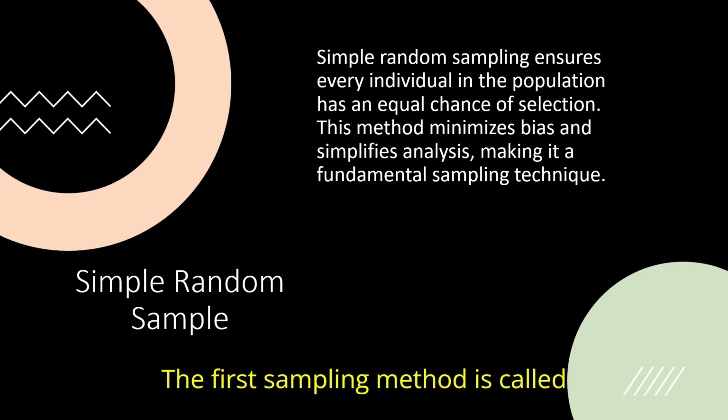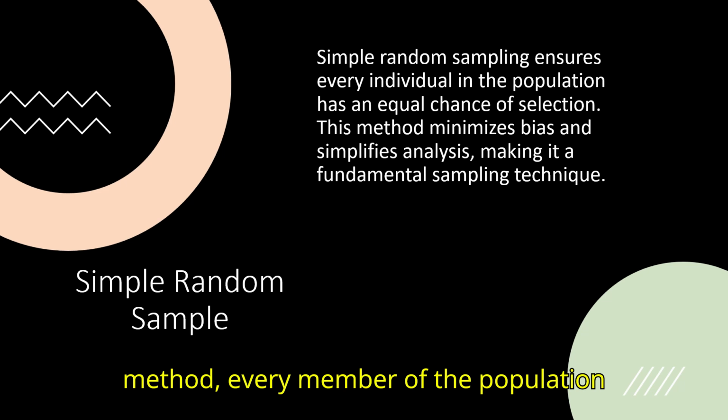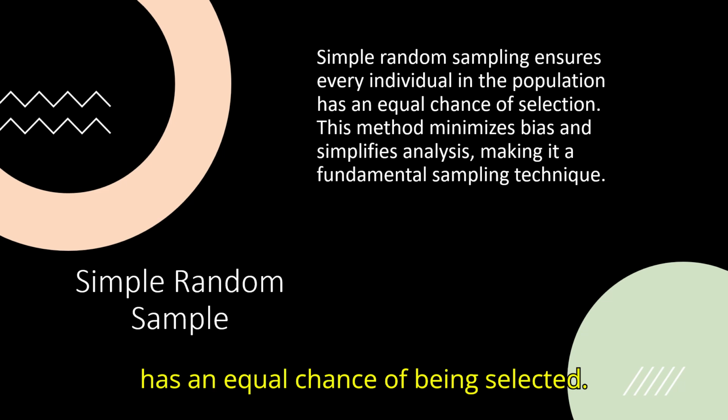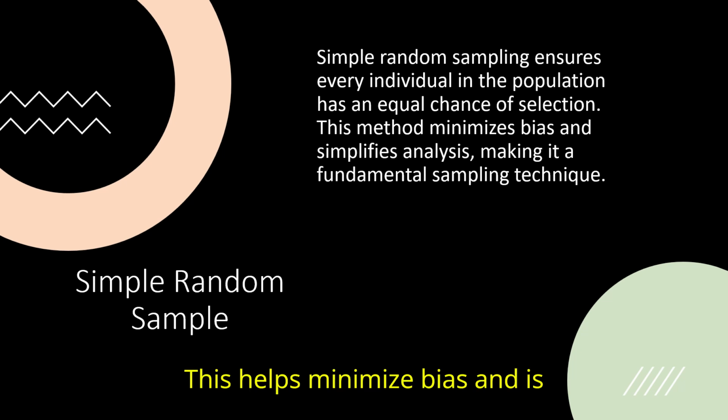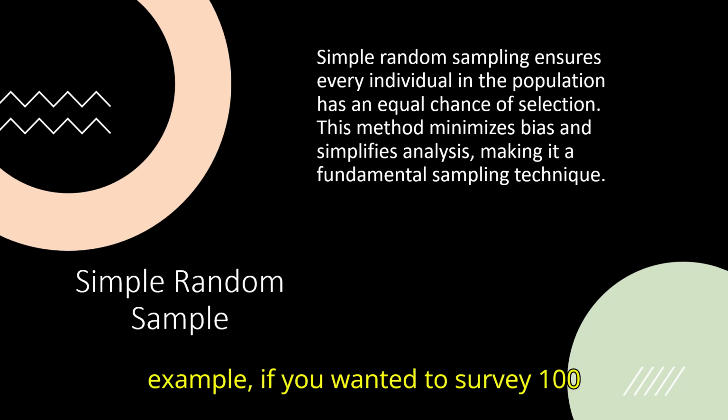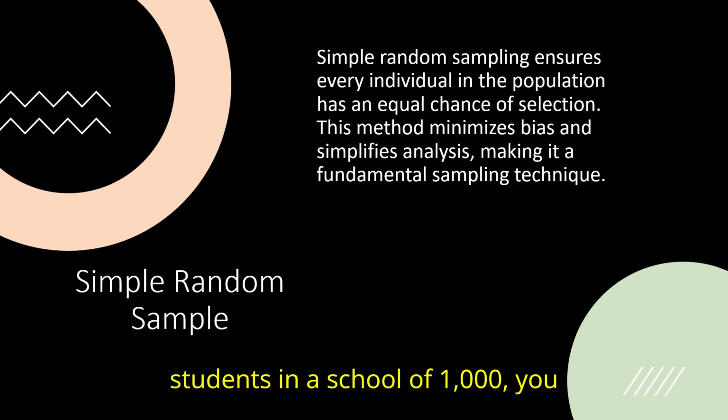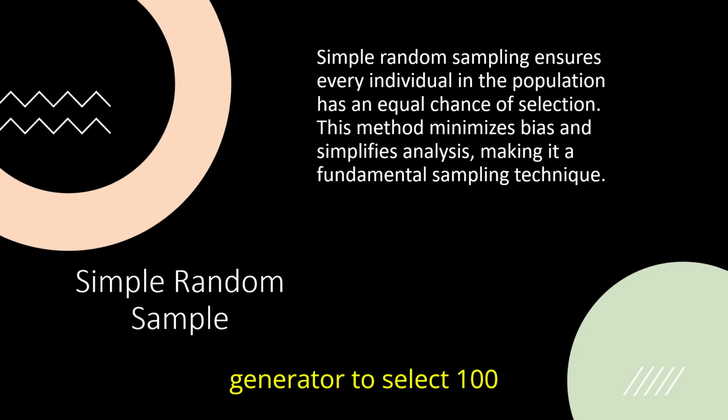The first sampling method is called simple random sample. For this method, every member of the population has an equal chance of being selected. This helps minimize bias and is considered very reliable. For example, if you wanted to survey 100 students in a school of 1,000, you could assign all students a number and then use a random number generator to select 100 numbers.